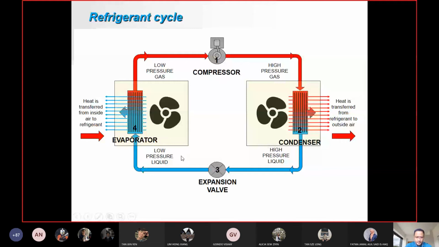And then it goes back to the evaporator in the form of liquid. When it gets into the evaporator, the fan blows over the coil, because right now the refrigerant is already cool. The fan blows over the cool coil, and that's why you feel the coolness coming from the aircon. But at the same time, the heat inside the room is absorbed.